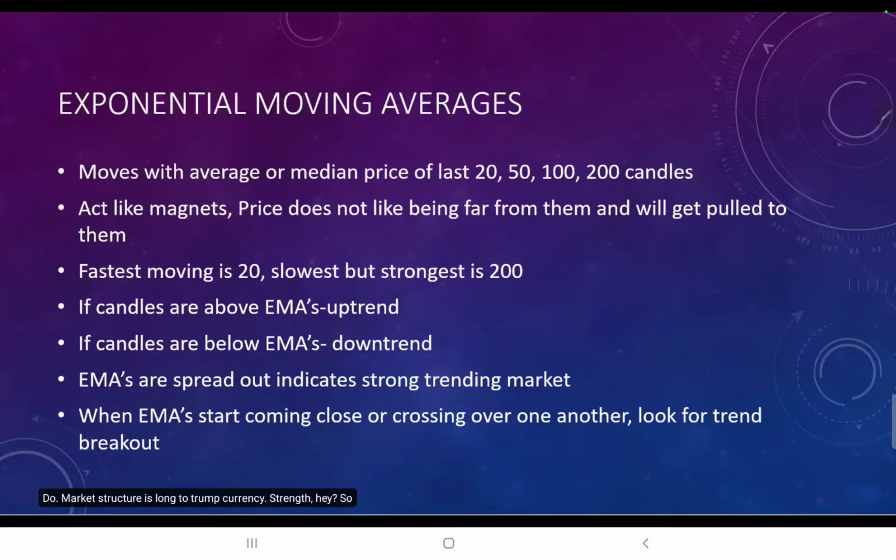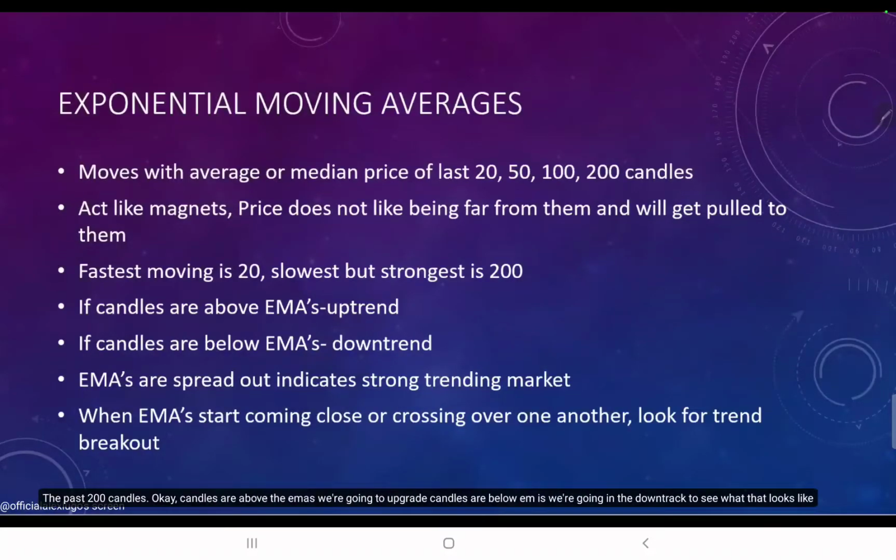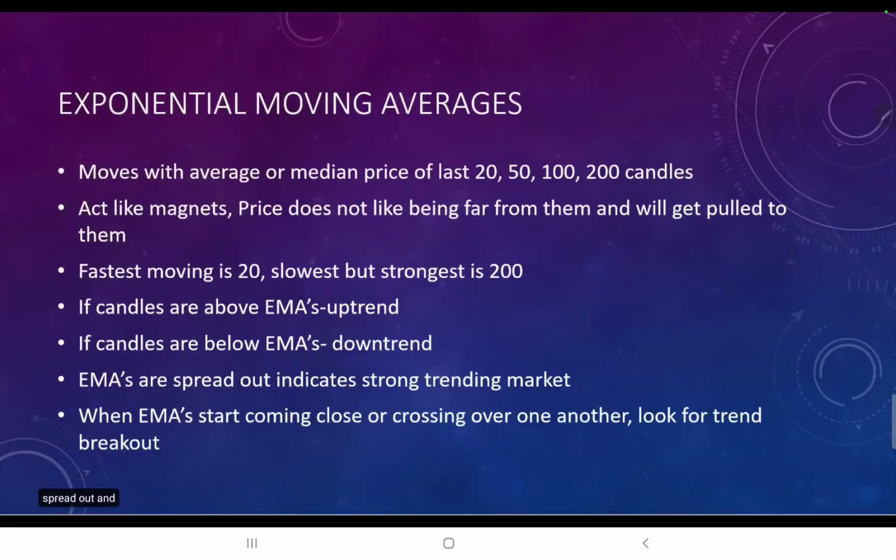Okay, so EMAs act like magnets. Okay, they don't like being far from them, and price will get pulled to them eventually. Okay, the fastest is going to be the 20 EMA, and the strongest is going to be the 200. Why? Because they count more candles. So the 20 is going to be faster because it's only taking into account the past 20 candles. The 200 takes a little bit longer to catch up because it's taking into account the past 200 candles. Okay, candles above the EMAs, we're going in an uptrend. Candles below the EMAs, we're going in a downtrend. I'll show you what that looks like. When EMAs are spread out, it indicates a strong trending market. Okay, so let me show you what all of these look like.